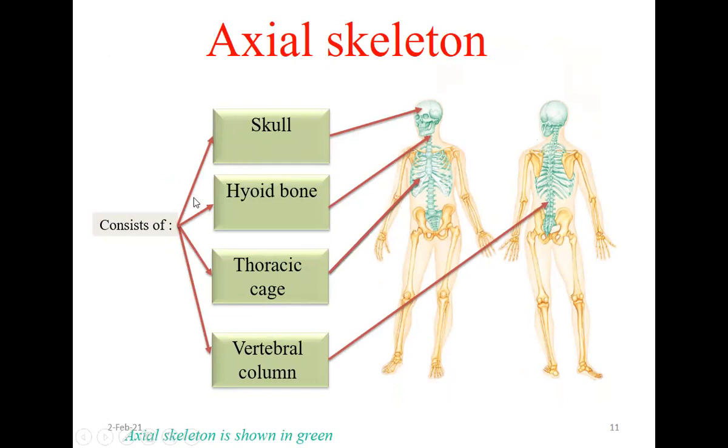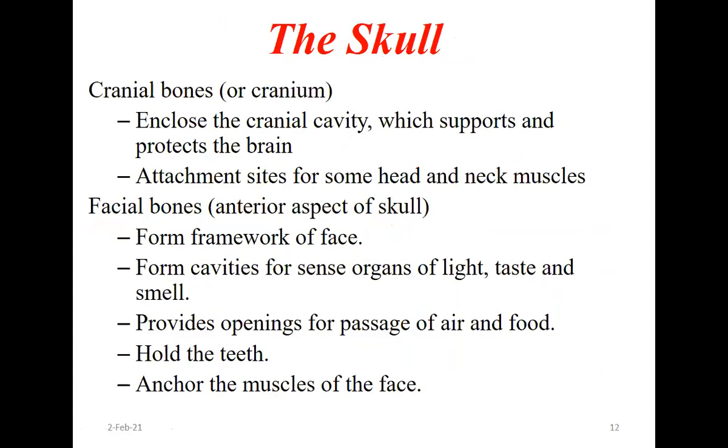This axial skeleton consists of the skull. Then the hyoid bone in the neck, which we already saw. Then the thoracic cage made up of ribs and the sternum, and from behind there will be the vertebrae. All these are in the midline, in the center, so that's why they are called the axial skeleton. Now coming to the first axial skeleton, the most important bone, that is called the skull.